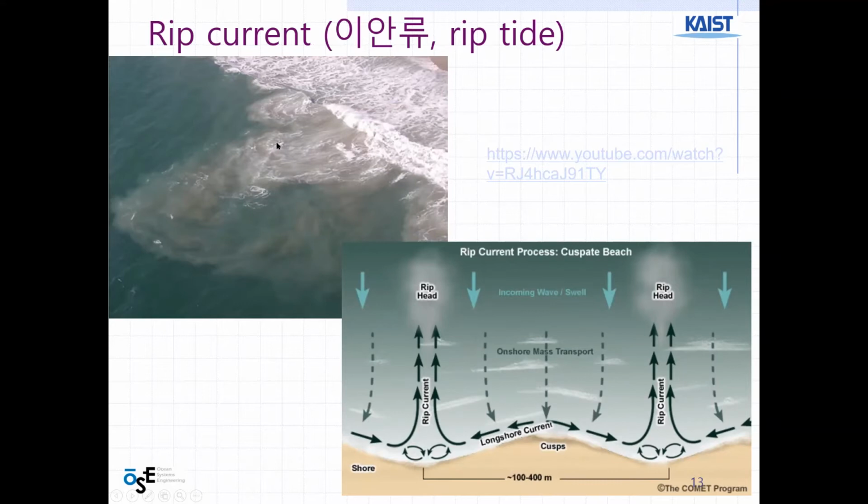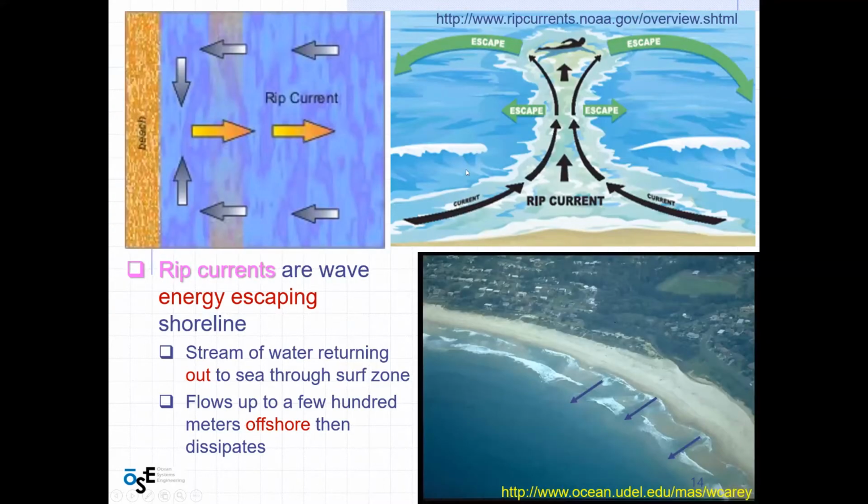This video is about rip currents, and as the video mentioned, rip currents are like this picture. Rip currents are wave energy escaping through the shoreline, a stream of water returning out to sea through the surf zone, flowing up to a few hundred meters offshore, then it dissipates.